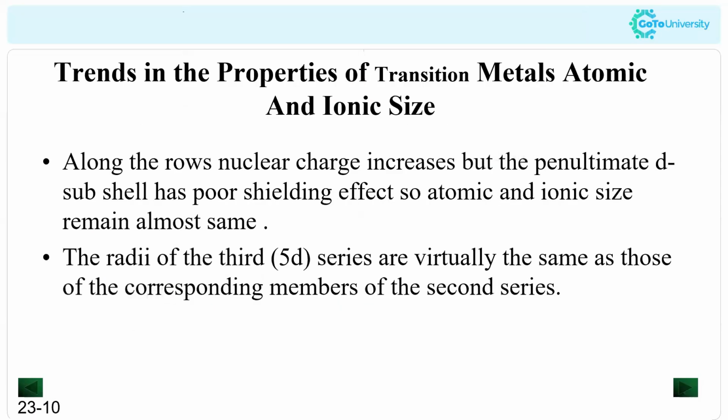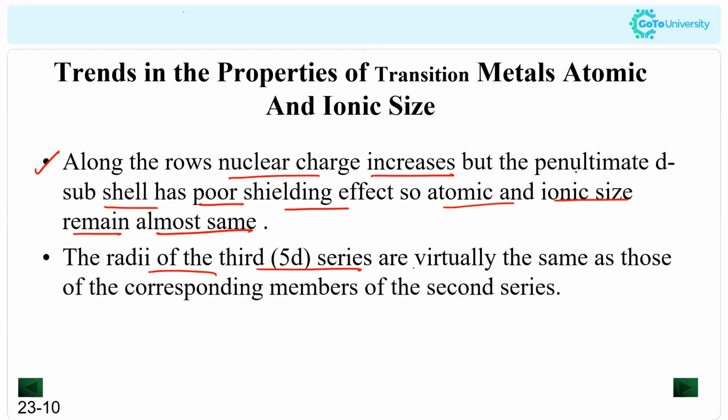Next thing is the trends in properties. Along the rows, the nuclear charge is increasing. Why is the atomic size not decreasing much? Because when we move from left to right, the nuclear charge, or number of protons, increases, and the d subshell has a shielding effect as well. So the atomic and ionic size remains almost the same. This is also important.